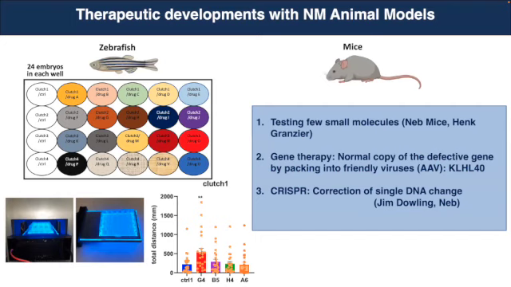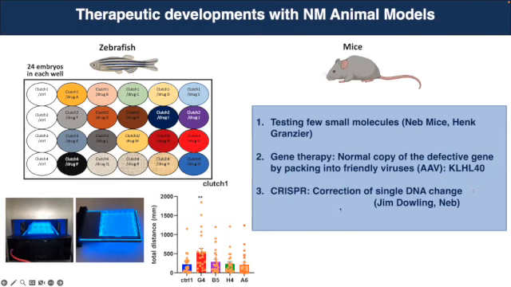And Dr. Granzier's lab is testing many such compounds in the Nemaline mice model, and he's going to talk about them later. Another advantage of mice is that we can test gene therapy. Gene therapy is where we put the normal copy of the defective gene, which is absent in the patients, by packaging it into some friendly viruses called AAV. And once these AAV viruses go inside the body, they go to the skeletal muscle and make the missing protein. And we are testing one of these therapies for the KLHL40 gene in the mice right now.